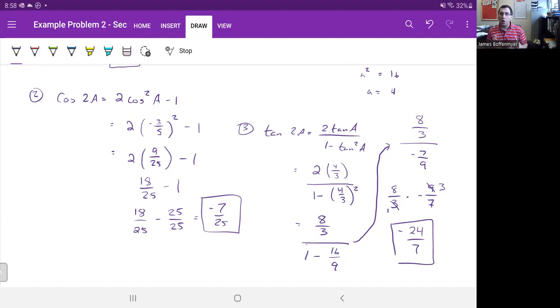Okay. The hardest part about these is not the trig, but the algebra.